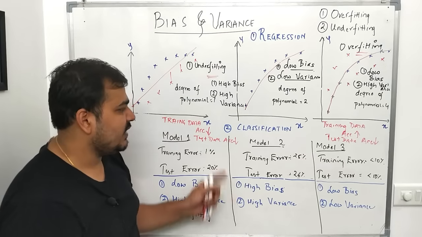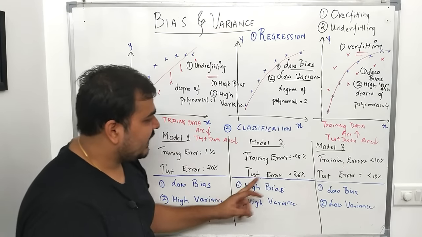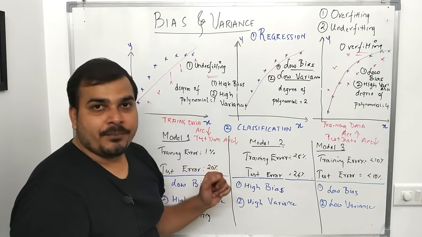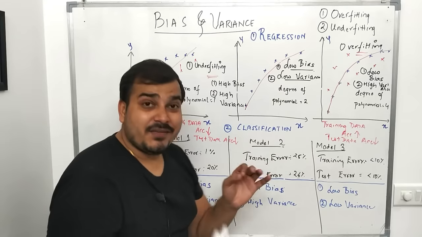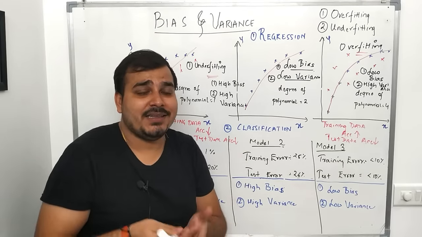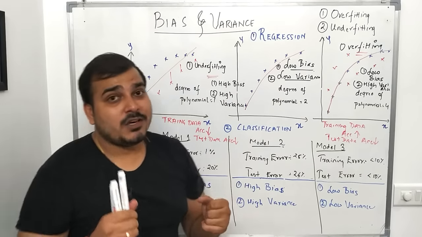Right? Now let us go to the second model. In the second model, my training error is 25%. My test error is 26%. Now in this scenario, what do you think should be? Training error is given 25%. Again, understand, guys, if your model is just 75% accurate, I think you should try to improve that particular model. So it also depends on the domain that you are working.